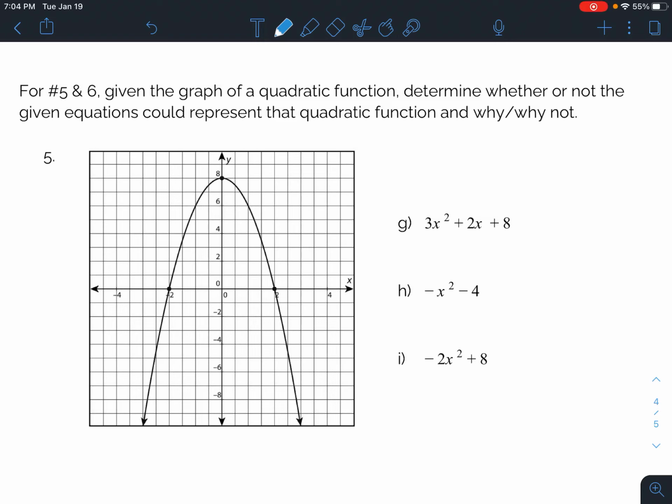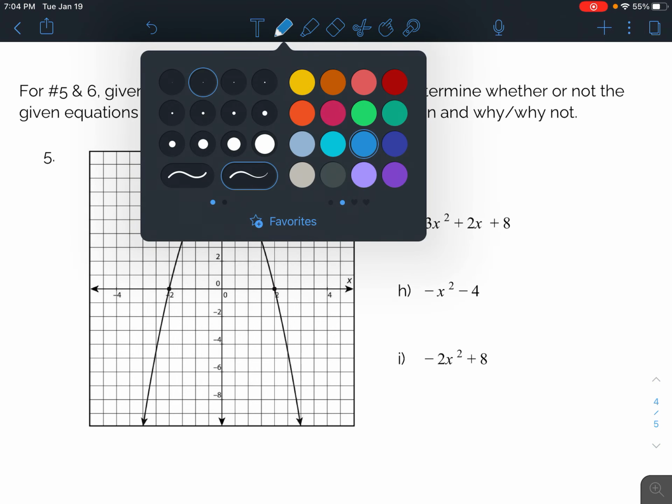This example is very similar to the last example, except we're already given the graph, so we don't have to sketch it. We just have to be able to label some of our important information. So first thing we can notice is the coordinates that we do have. We have a y-intercept at (0, 8). This is also our maximum, and it's also our vertex. So a lot of information out of that one coordinate.